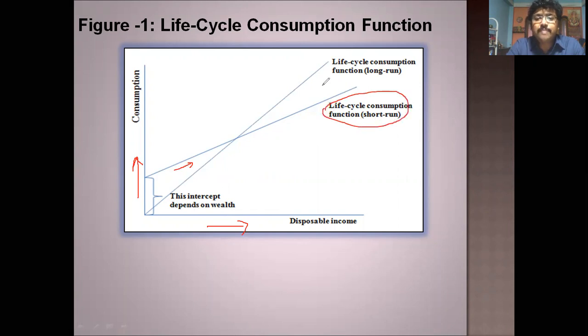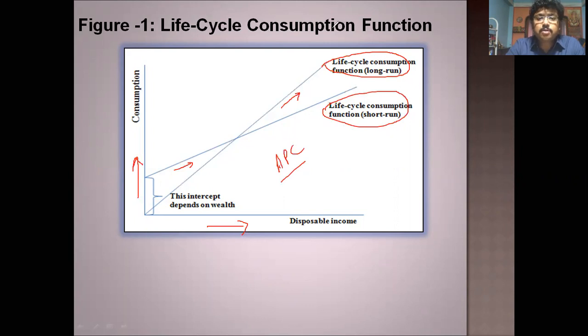And the life cycle consumption function which starts from the origin is the long run, as average propensity to consume is constant, because wealth increases in the long run. So there is no tendency to fall in the APC. But in the short run, wealth is constant, and if income increases, then the APC, average propensity to consume, will fall. This is the life cycle consumption function on the basis of Franco Modigliani.